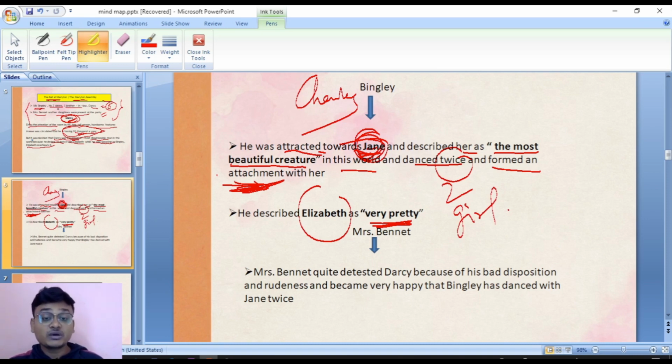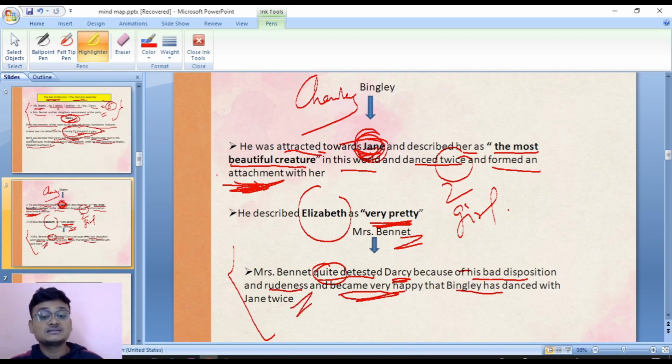And what was the reaction after the party of Mrs. Bennet? Now Mrs. Bennet completely detested Darcy because of his haughtiness, his bad disposition and rudeness. On the other hand, Mrs. Bennet also became very happy because Bingley had danced with Jane twice.